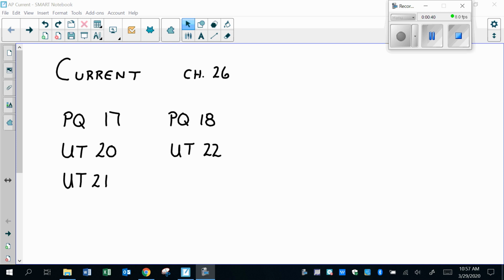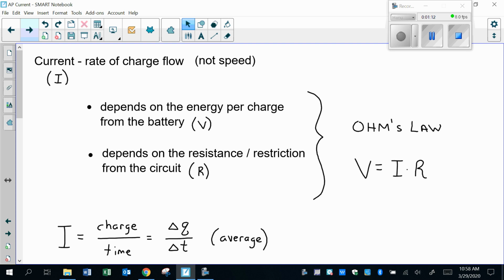But obviously, looking at slide number 1, you have PQ number 17 in the first two lines going along with the first portion of this chapter, and then you have PQ 18 and online number 22, which goes along with the second portion. We'll get into RC circuits. So today I'm going to go through everything up until RC circuits, and then we can dig into that in the future. So moving forward to slide number 2.